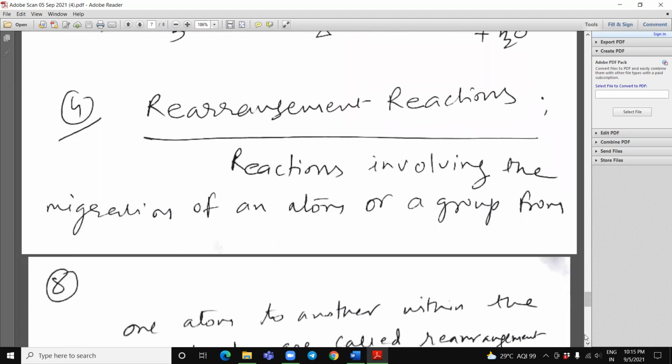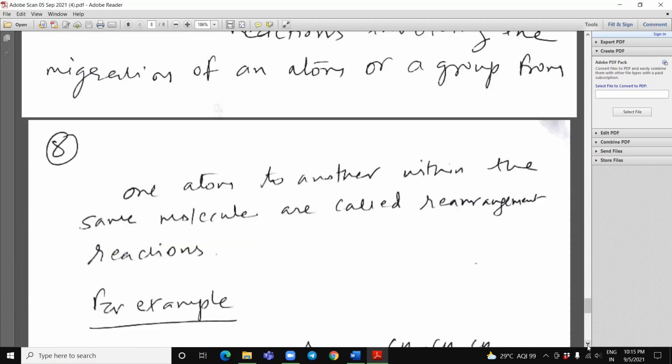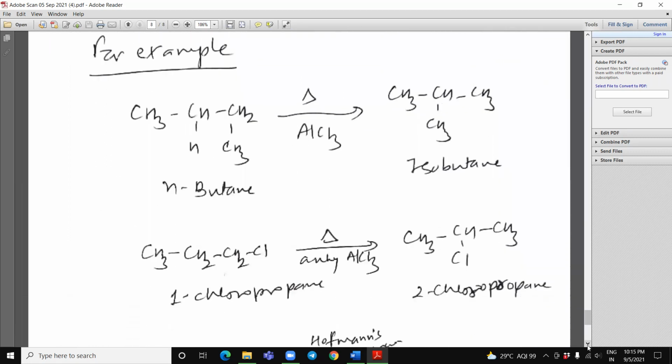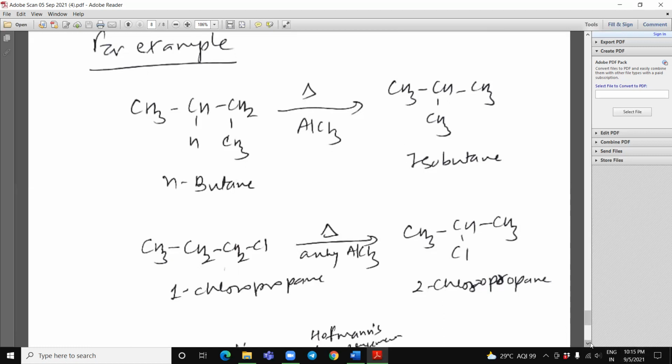Fourth reaction, rearrangement reactions. Reactions involving the migration of an atom or group from one atom to another within the same molecule are called rearrangement reactions. When normal butane is heated in presence of anhydrous aluminum chloride, it will rearrange from normal butane to isobutane. 1-chloropropane will rearrange to 2-chloropropane in presence of anhydrous aluminum chloride.